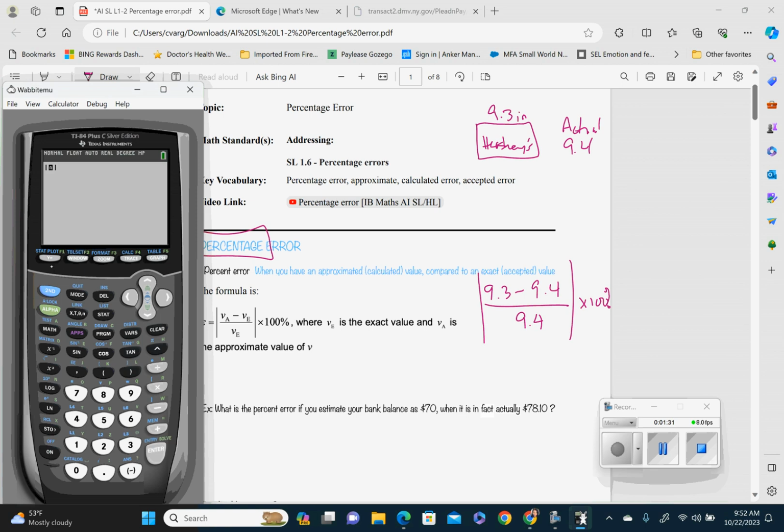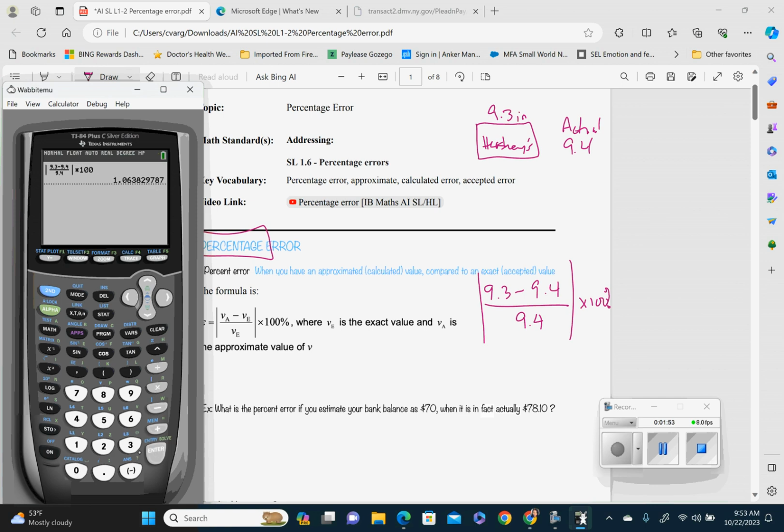Now is when I put my fraction bar in the calculator. You don't need to do this by part. Just put the whole thing in. So 9.3 minus 9.4, and on the bottom is going to be 9.4, right? It's always the exact on the bottom, how much it actually is. And then we're going to multiply this by 100. You don't put the percent sign, hit enter.